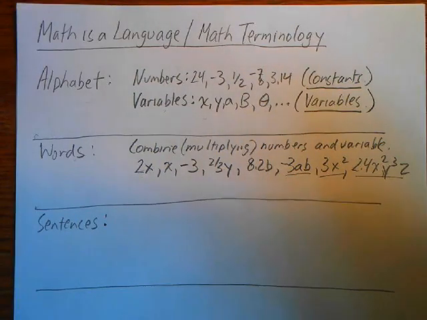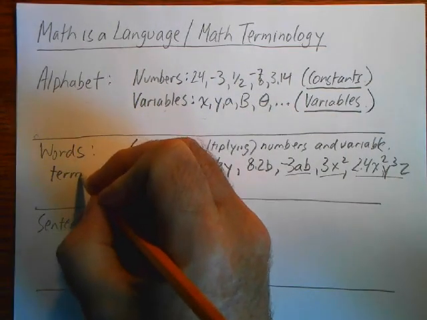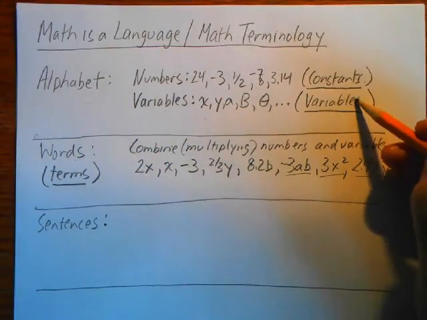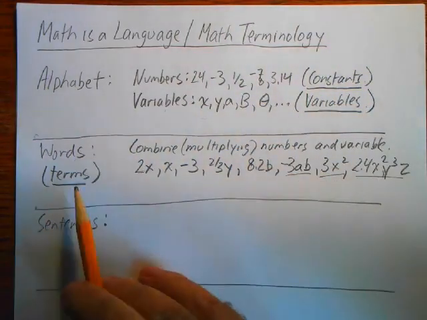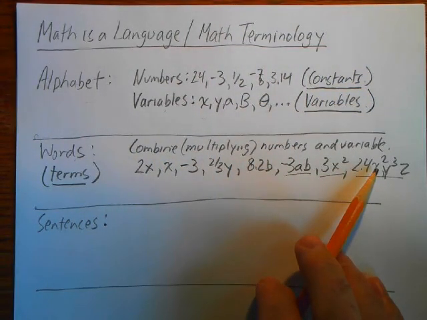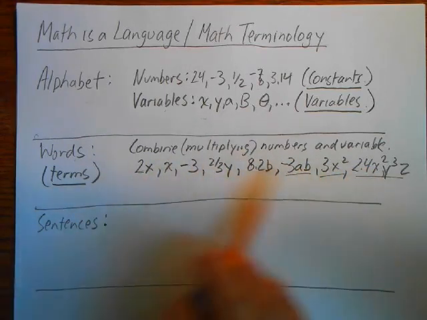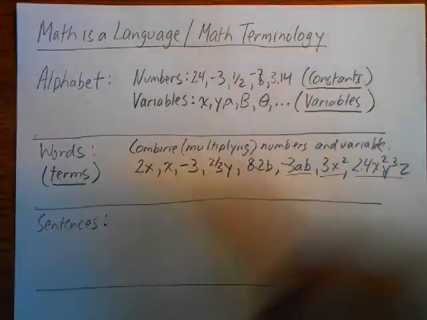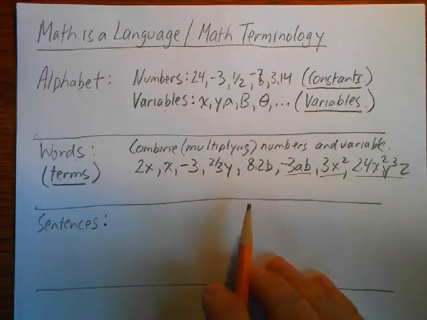Now, what do we call these things in math? We call these terms. Okay, so far we've got constants, variables, and when we multiply those together, we get terms. And here's lots of examples of terms. Okay, now once we got a collection of these terms, you can see there's an infinite number of constants and variables, so there's an infinite number of sentences that you can create with these terms.